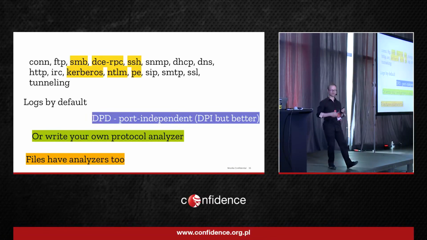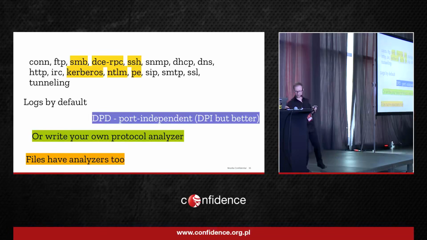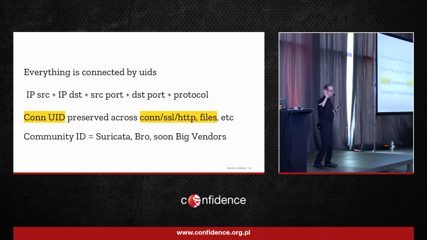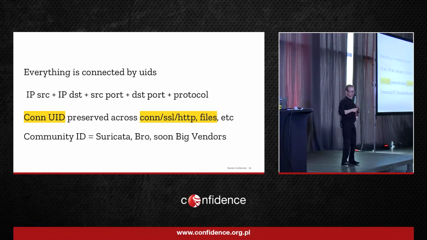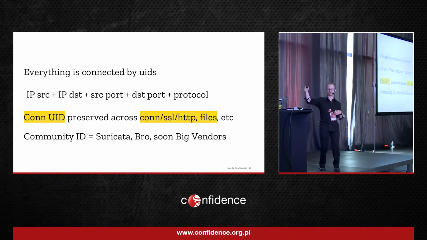If you see a protocol that you'd like to have analyzed and it's not here, you can have your own analyzer very easily. And it's all port independent. If the traffic flows over a non-standard port, that's not a problem. And every piece of information is connected by UIDs. The way the UID is calculated, it's a standard 5-tuple: IP source, destination, ports, whatever. This connection ID is preserved across various logs. And I will show you in a second how it works.